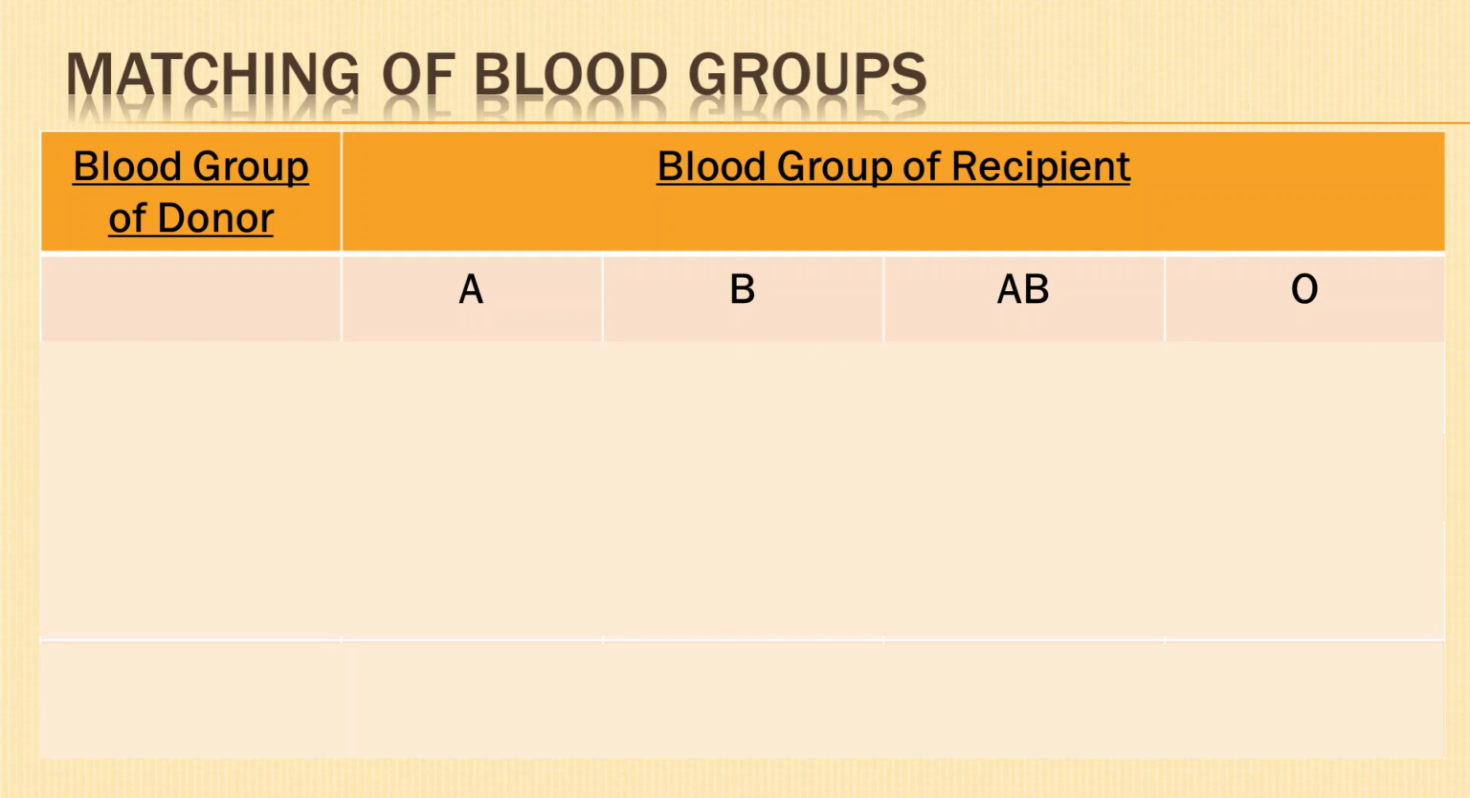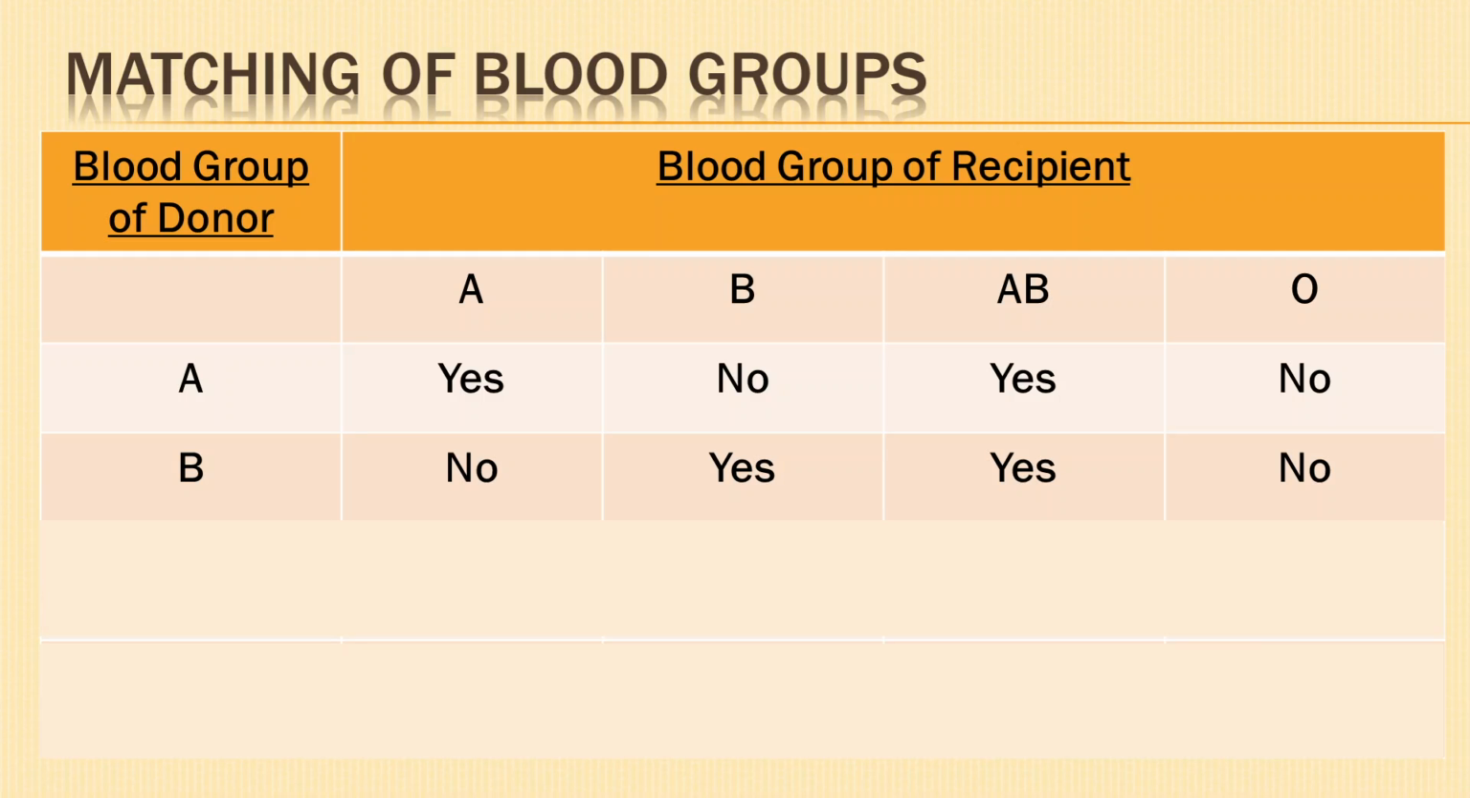Next, let us get an idea of matching of blood groups with the help of the table shown. Matching of blood groups, that is compatibility, under the ABO system for donation is done as follows. The blood of A group can be given to a person with A and AB groups.